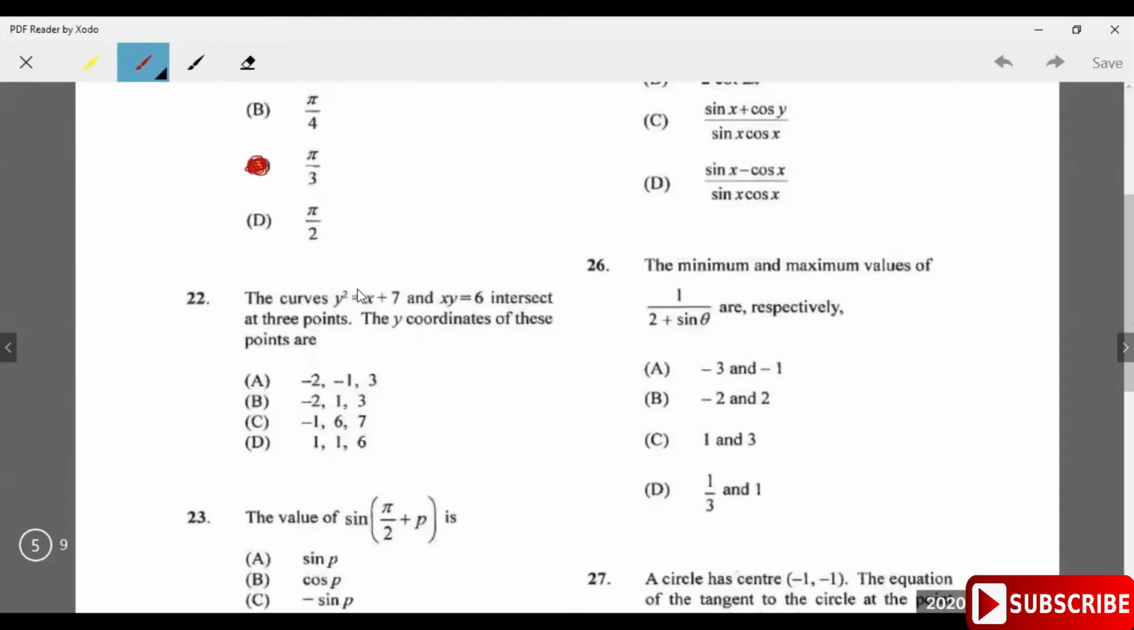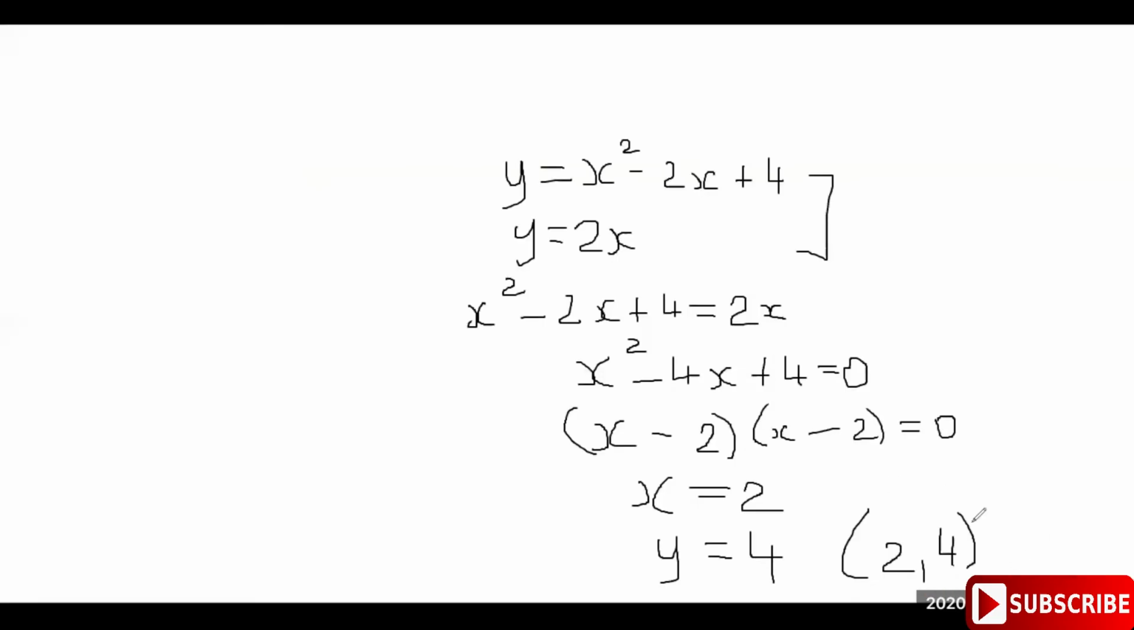Question 22, it says the curves y squared equals x plus 7 and xy intersect at 3 points. What are the y coordinates? So let's solve when these 2 points intersect. We have y squared is equal to x plus 7. Let's write it down. Y squared is equal to x plus 7. And then they tell us that xy is equal to 6.